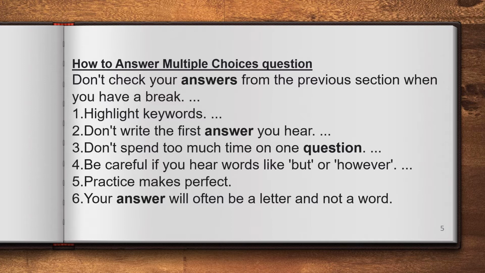Number 4, be careful if you hear words like but or however. Okay, hati-hati dengan perkataan but atau however. Mungkin ini boleh menyebabkan kita menghadapi sedikit kekeliruan. Alright. Number 5, what you need to do is practice, because practice makes perfect. Number 6, your answer will often be a letter and not a word. Alright, that is on how to answer multiple choices questions.